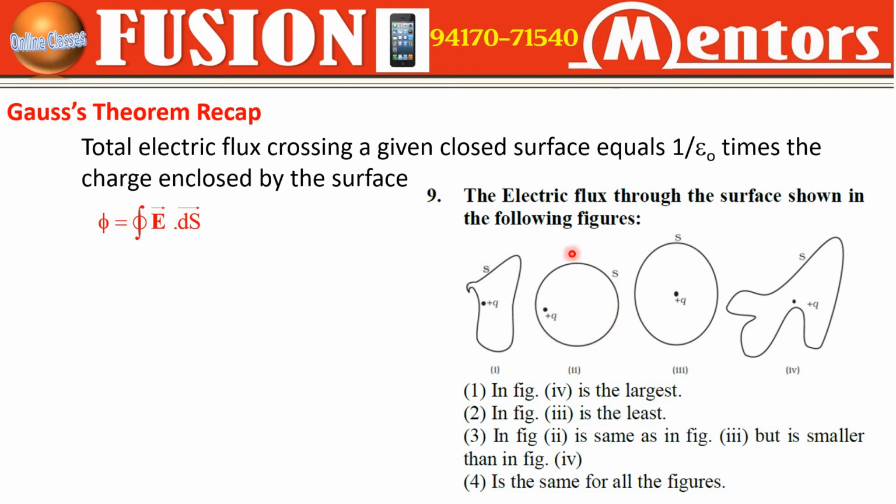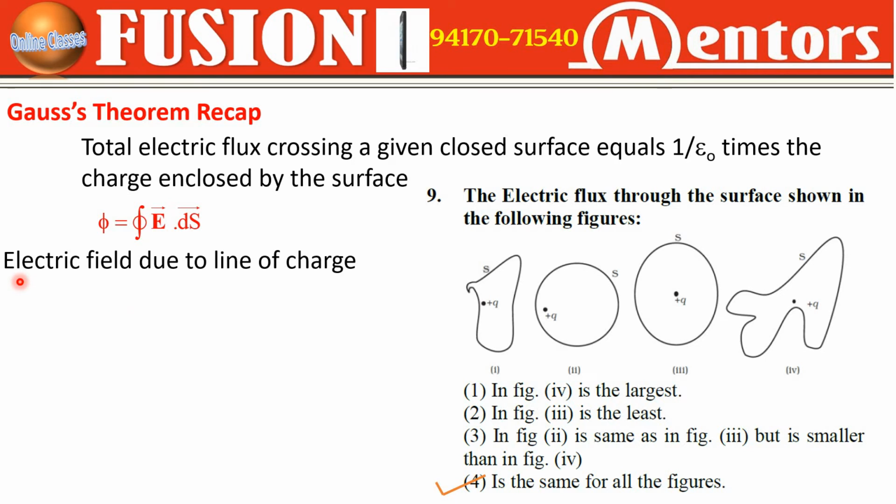So in all the 4 cases, the charge lying inside the surface is equal to plus Q. So that means electric flux is the same in all the figures. That is, the 4th option is the correct option. Okay, let me proceed further.